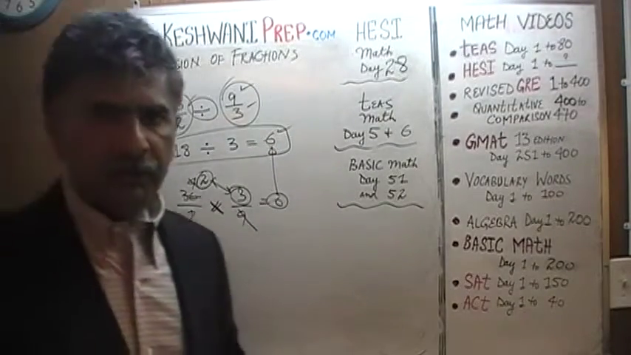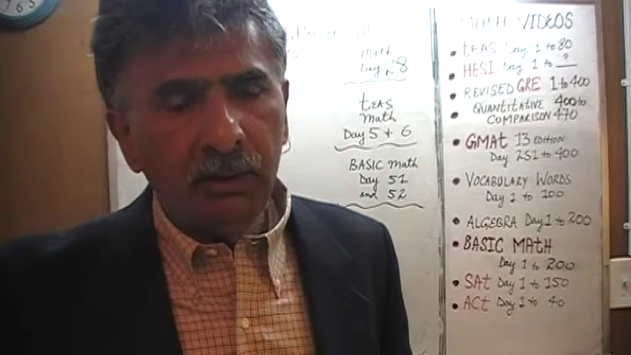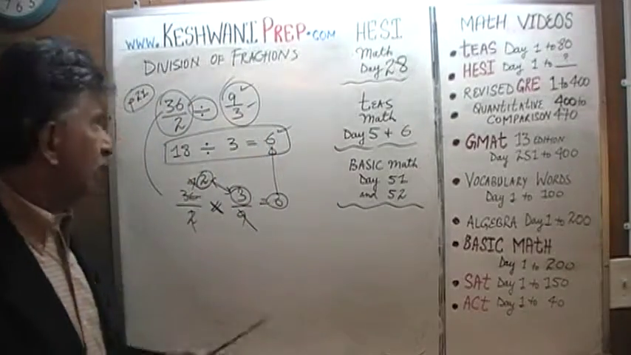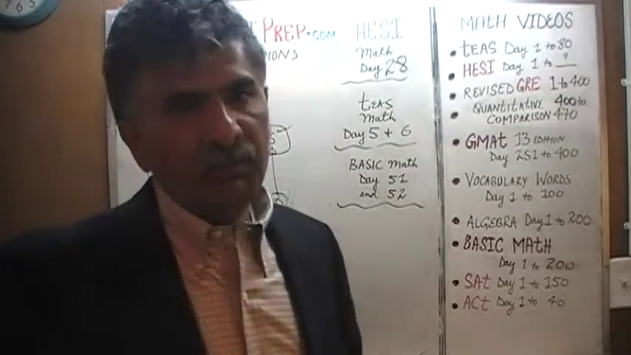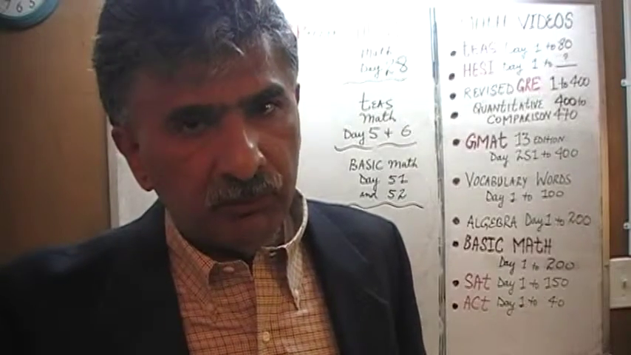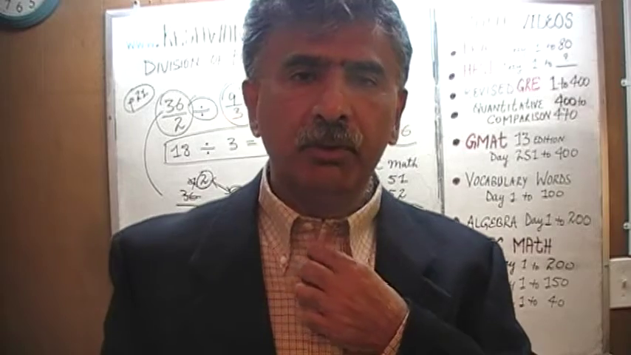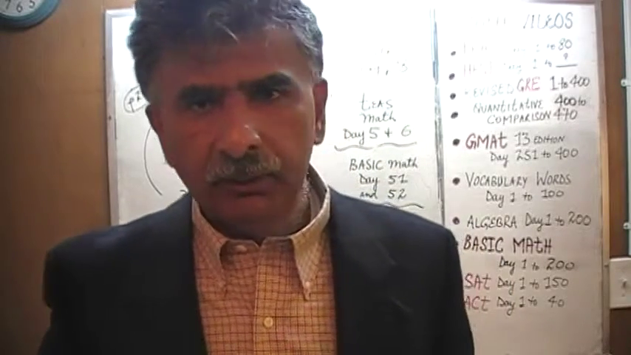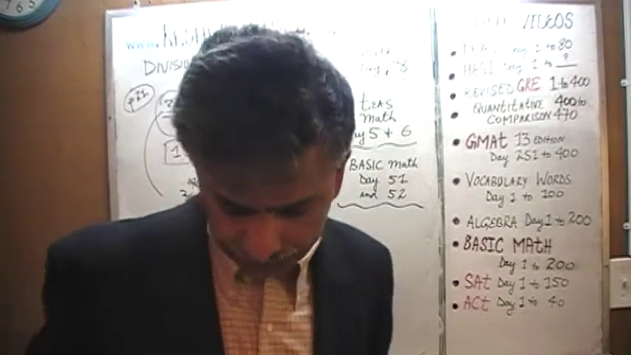So what do we learn from it? It's very simple. We take the first fraction and we multiply it by the reciprocal of the second fraction. Therefore, the so-called division of fraction is no different than multiplying 2 fractions. If you know how to multiply 2 fractions, you know how to divide 2 fractions, because essentially what we're going to do is take the second fraction and just flip it, and multiply the first fraction by the reciprocal of the second fraction. Let's get going.